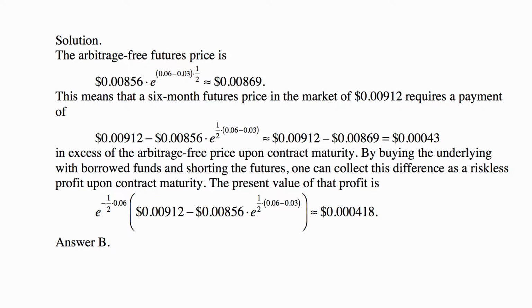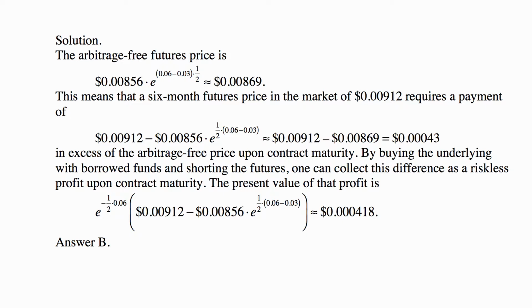And we should take the current price without that dividend, which would be 0.00856 times e to the minus 0.03 times 1/2. 1/2 is the term of the contract. And then accumulate it at the risk-free rate of 6%. So this is where this 0.06 times 1/2 comes from. And of course the net result is accumulation at 6% minus 3%, or at 3%. And this gives us the arbitrage-free futures price 0.00869.